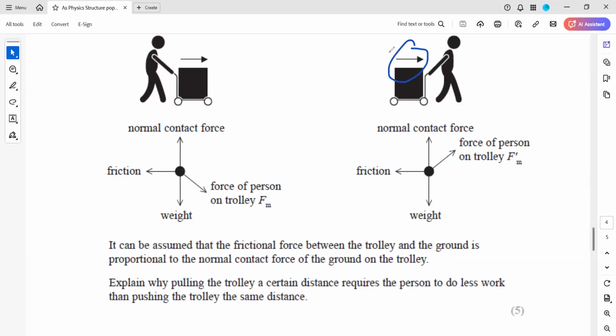So if you pull a trolley, it will be easy to pull as compared to pushing a trolley. Next time when you visit any supermarket, try this: pushing and pulling, and see which makes it easier to move.